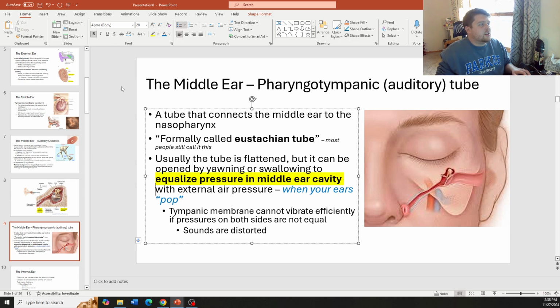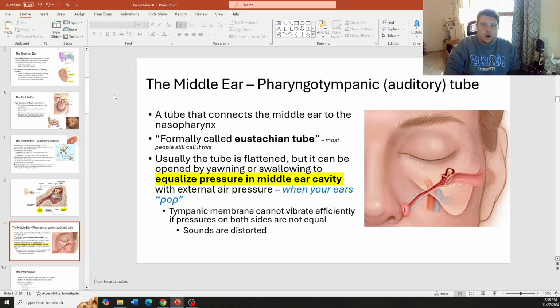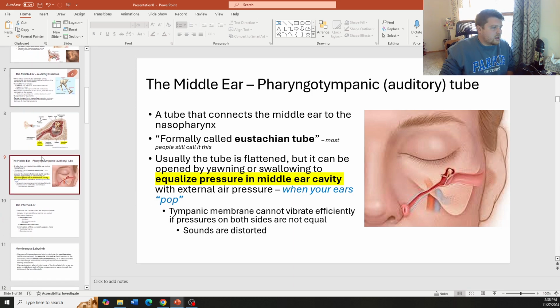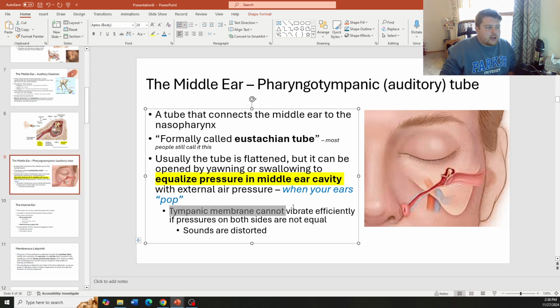So this is why they say, chew gum, swallow, yawn, any of those kind of things. Hold your ears, blow, pop. If you do that, gently, of course, do it very, very gently, you can pop your ears, and that is equalizing the pressure between your inner ear and the outside. So that is the purpose of this eustachian tube, because the tympanic membrane cannot vibrate properly if the pressures are unbalanced.